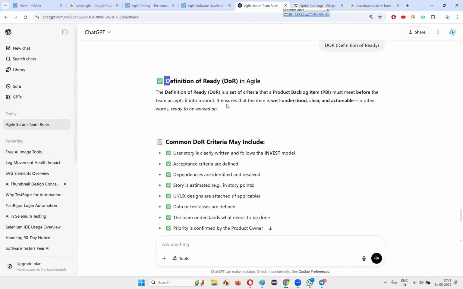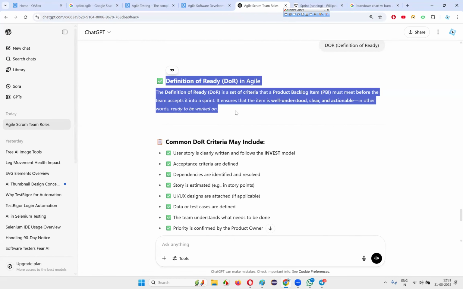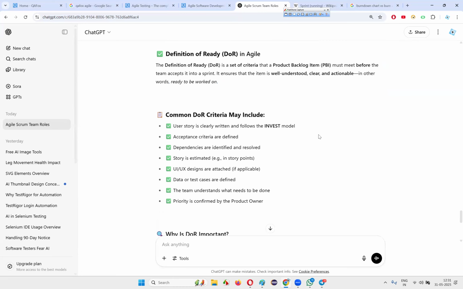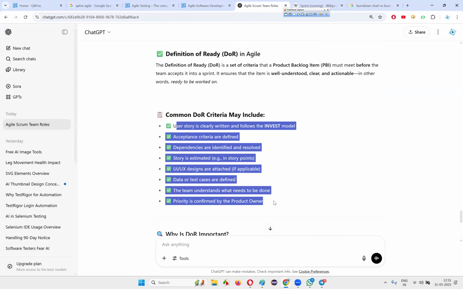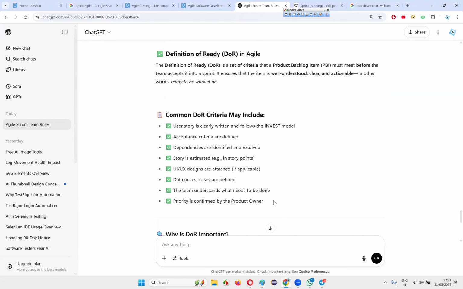DOR. Ready to pick up the work. Work can be started on this. The story is ready to be worked, understood and ready to be worked. The user story is clearly written and understood by the development team to start working without any blockages. That is called definition of ready.